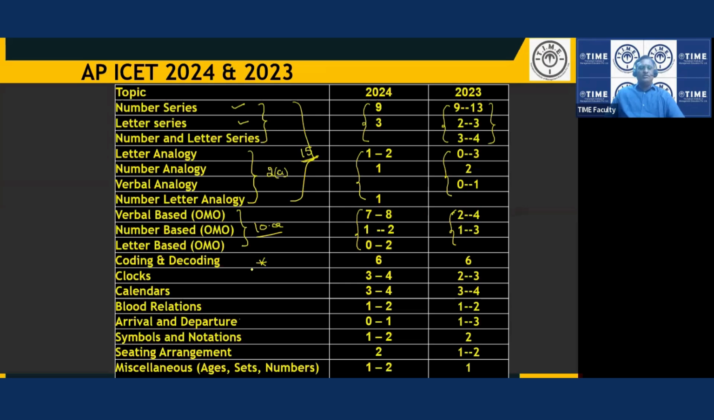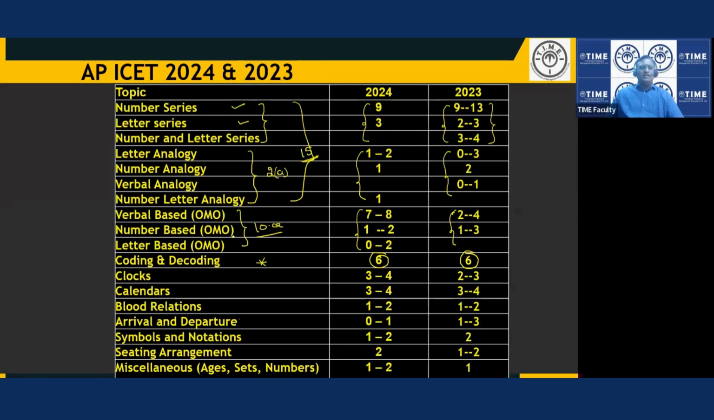More scoring topic. In both the sessions you have 6 and 6 questions, 2023 and 2024. Actually, in earlier ICET examinations, coding and decoding had 10 questions, a fixed weightage a few years back. But in the last 2 years, if you compare, some marks are reduced. But overall, the topic is covered. It is completely a mark scoring topic.